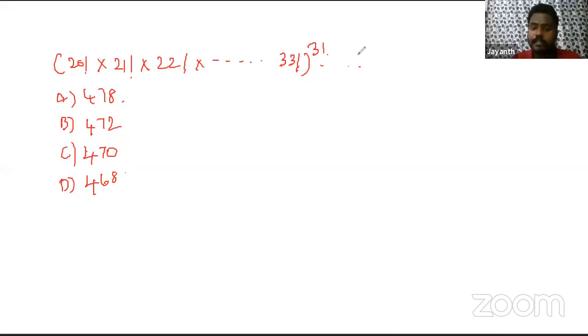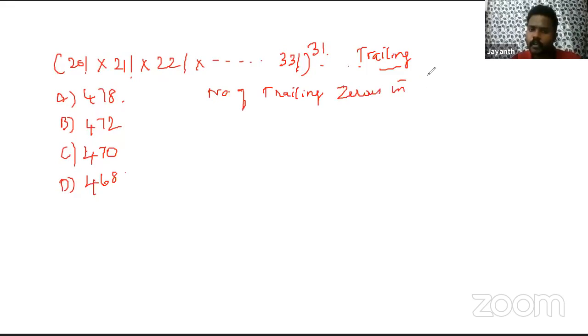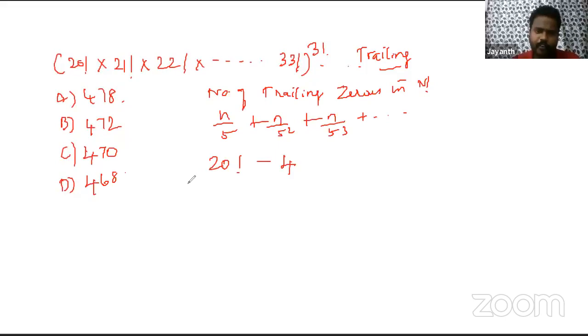Okay, this is the trailing zeros concept, right? What is the formula for finding the number of trailing zeros in n factorial? Trailing zeros in n factorial is n divided by 5 plus n divided by 5 square plus n divided by 5 cube, and this goes on. We have seen that already. So in 20 factorial, how many trailing zeros do we have? 20 by 5, 4.